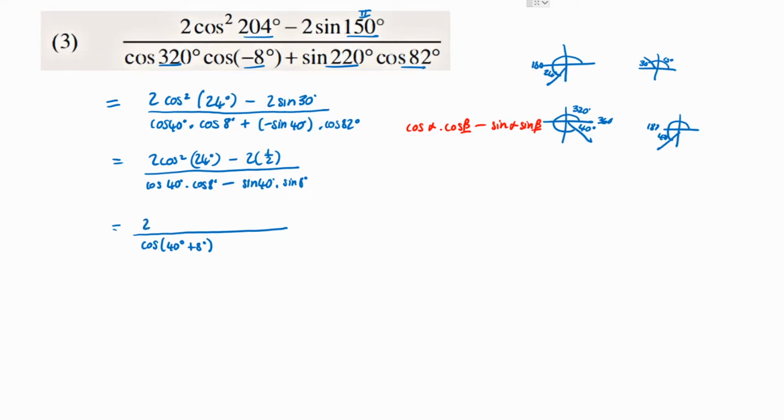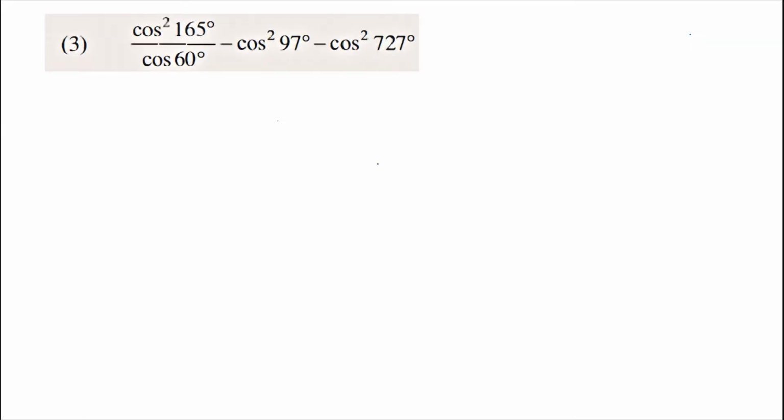And if we look at what happens at the top, we've got 2 cos squared 24 degrees minus, and 2 times a half is 1. So at the top here you've got your cos double angle. So this is simply the cos of 48 degrees divided by the cos of 48 degrees, which is 1.